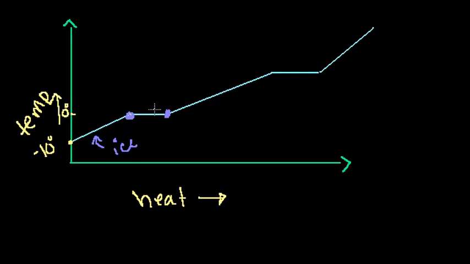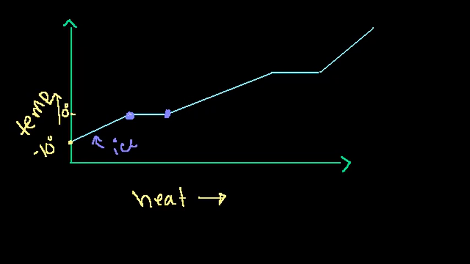So at 0 degrees, you can either have water or ice. And if you have water, to turn it into ice, you have to take heat out of it. And if you have ice and you want to turn it into water, you have to put heat into it. And then the heat is used again to warm up the water at some rate.